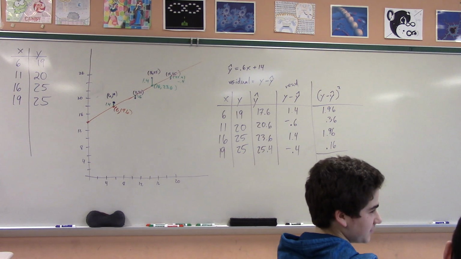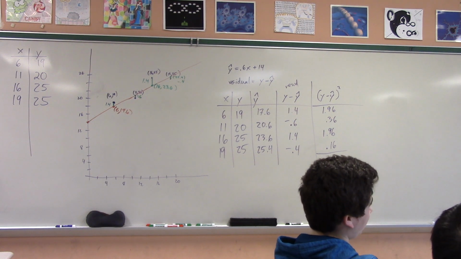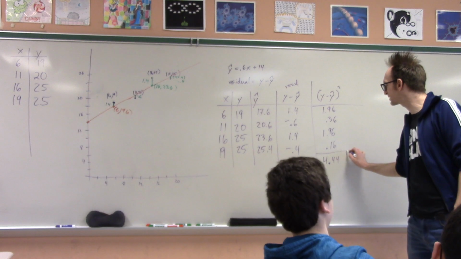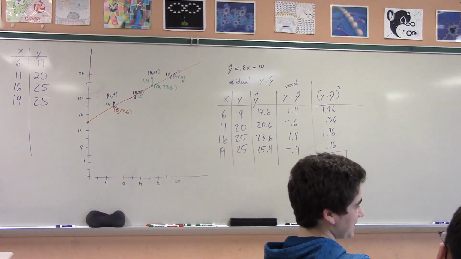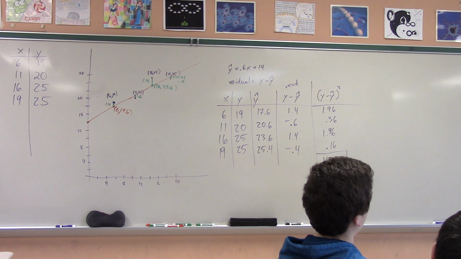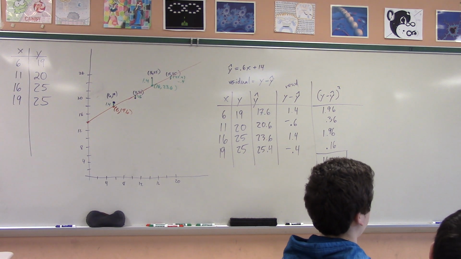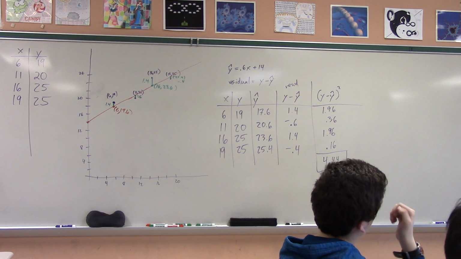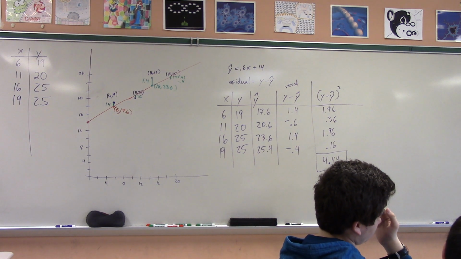Has someone done that already? Possibly with a calculator. 4.44. I have now a bright shiny number. That number is 4.44. And that number is, in words, the sum of the squares of the residuals for this line. Cool? Now, what I don't know by the end of page 1 is whether that's good or not.